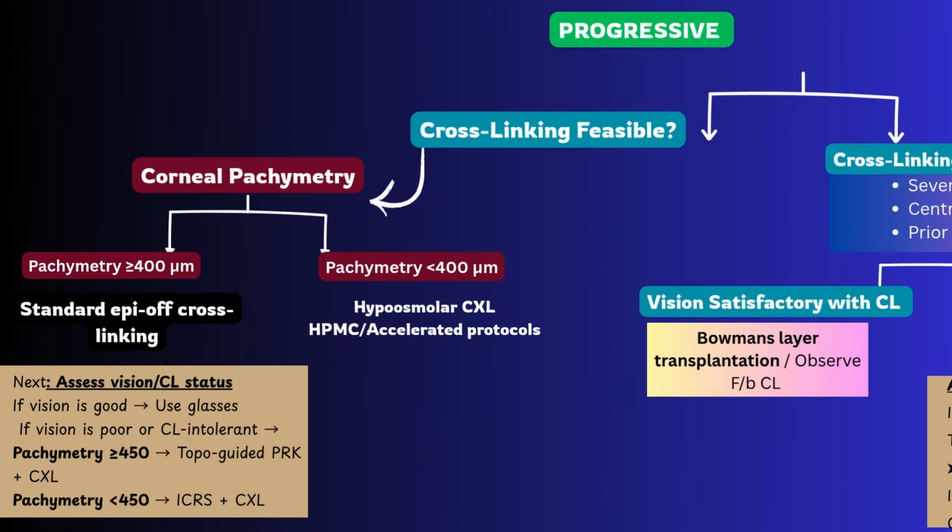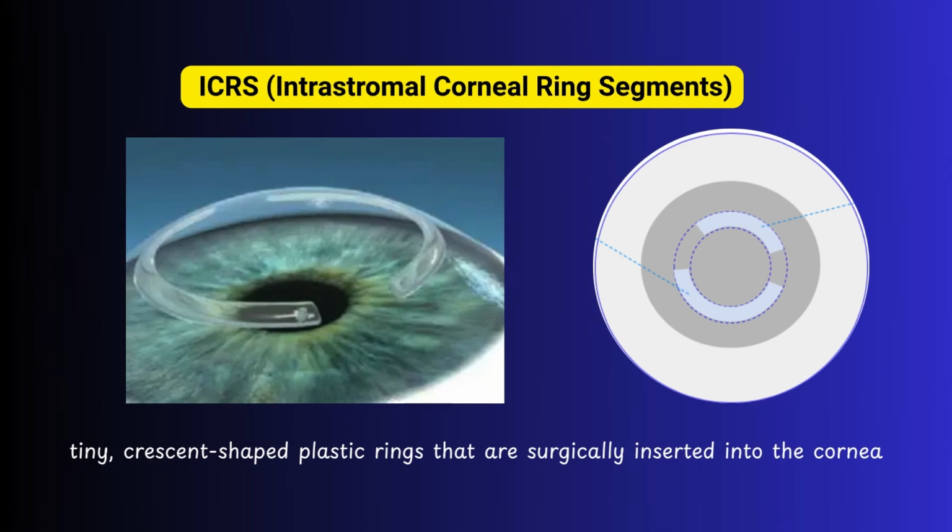I think this would be the correct time to talk a little bit about intracorneal ring segments. Now, ICRS basically stands for intrastromal corneal ring segments. These are arc-like plastic implants that are inserted into the mid-peripheral corneal stroma. So how do they help? They apply a mechanical flattening effect on the steep cornea, helping to regularize the surface and improve the vision.